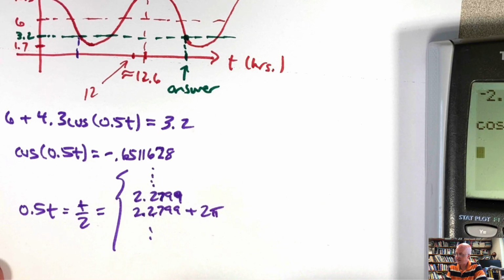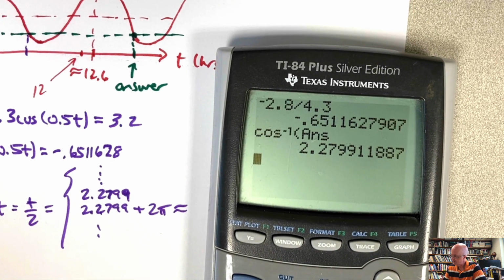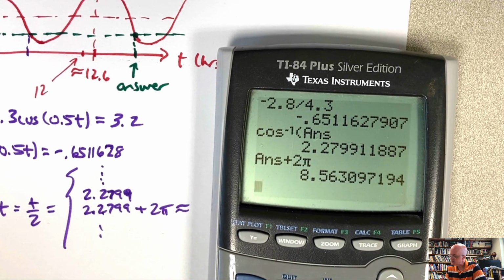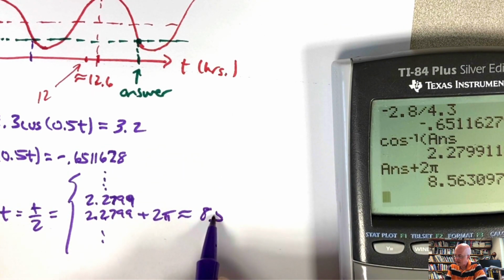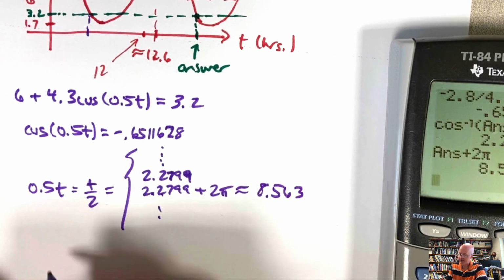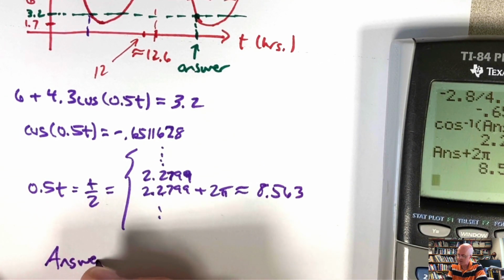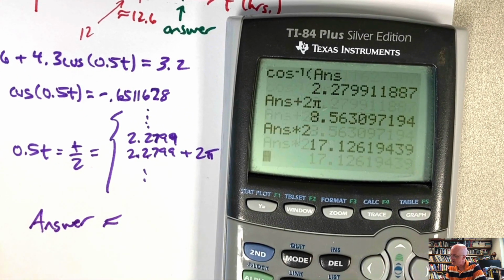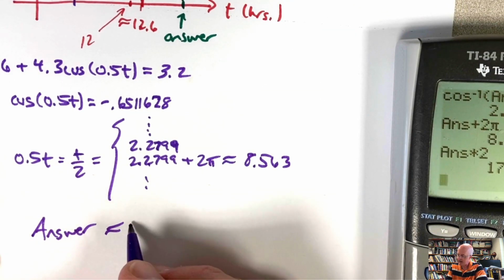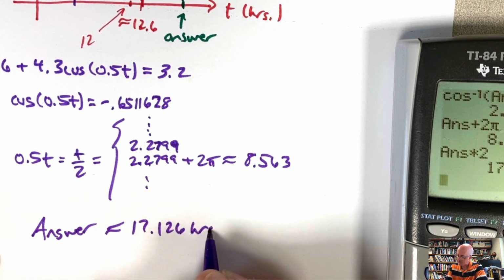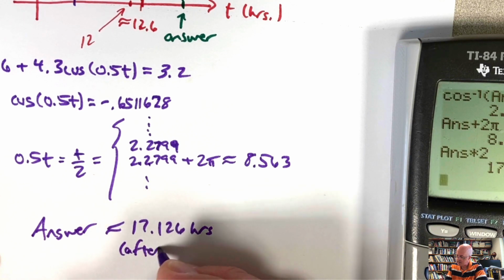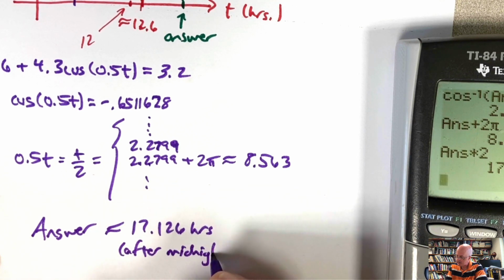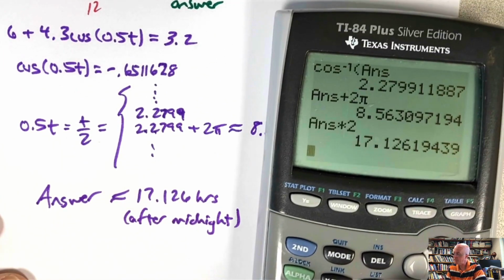Put the 2 pi there. Go ahead and approximate this. Plus 2 pi. It's about 8.563. Now multiply by 2. The answer that we're after is approximately this times 2, 17.126 hours after midnight. So that's going to be a little after 5 p.m.